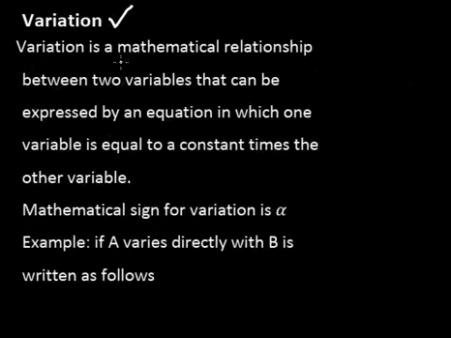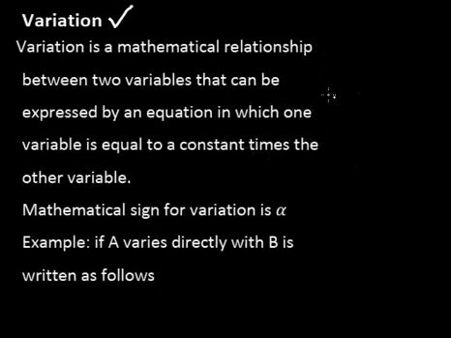Variation in mathematics is a mathematical statement, or a mathematical relationship between two variables, that can be expressed by an equation in which one variable is equal to a constant times the other variable. So the two variables are related in such a way that one variable is equal to the other variable times a constant. Variation will always introduce a constant multiplied to a variable to make it equal to another variable.